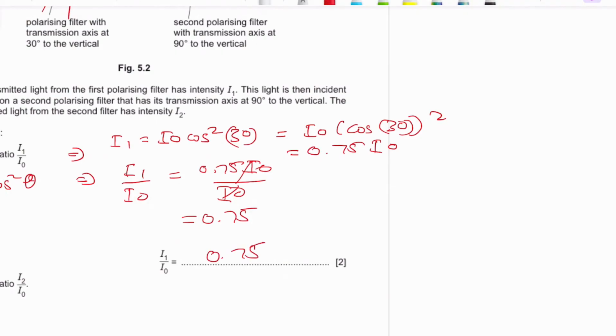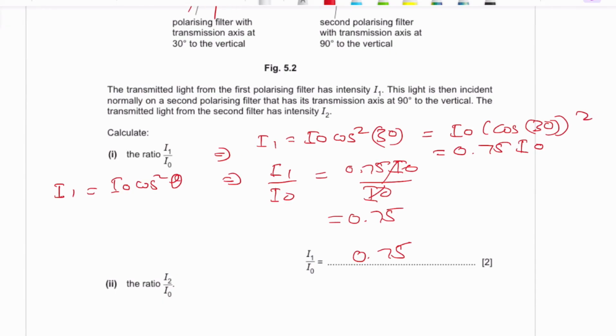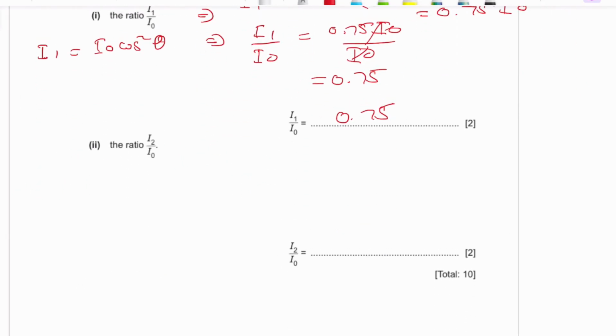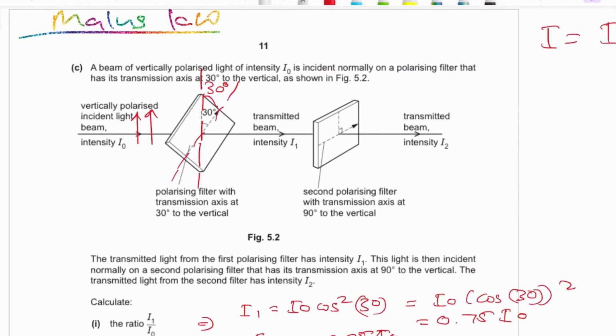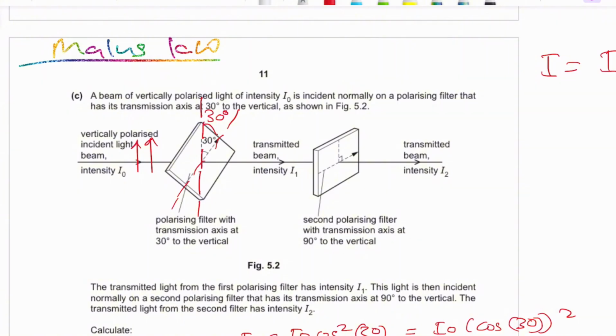So basically that is what you should be looking out for. What is your angle theta and how do you use that angle theta to make your calculations? Very, very important. Moving on to I2. I2 is now after it has passed a second polarizing filter. So again, we need to look at theta, but now it's different. All the light is now polarized in that direction, right? So all the light that is coming in is polarized in that direction. So my transmission axis is now a little bit different. That is my new transmission axis.